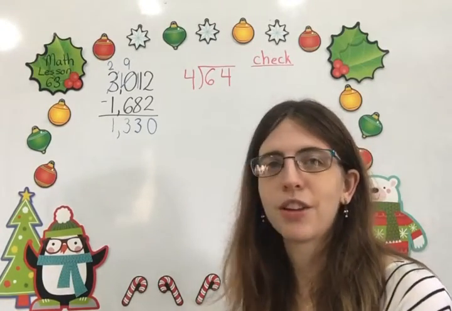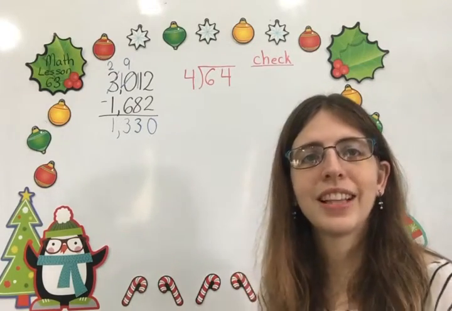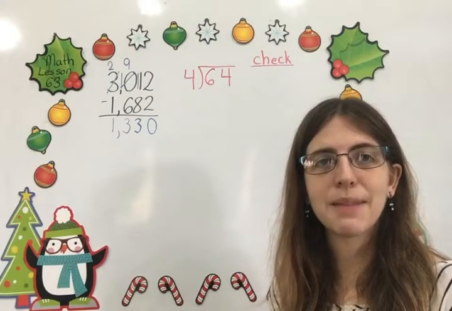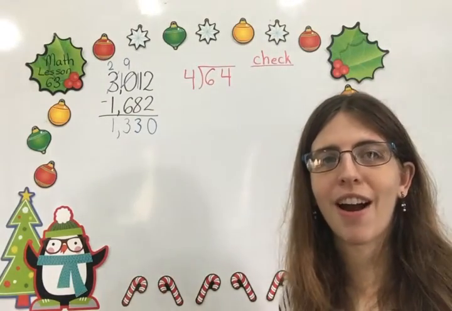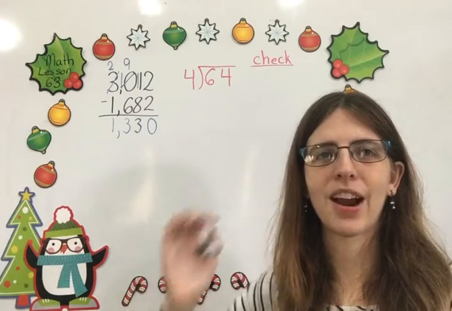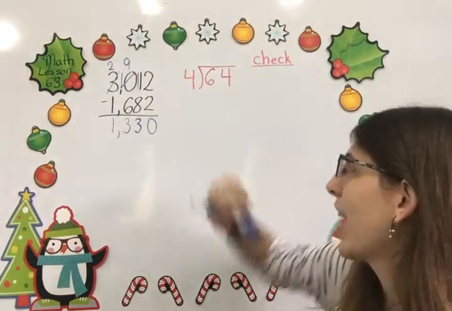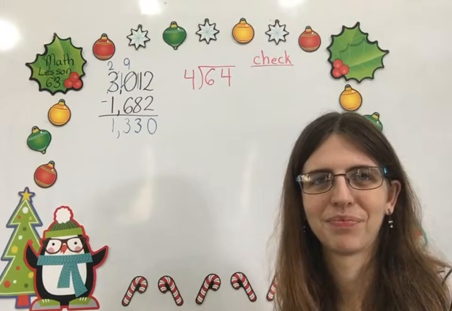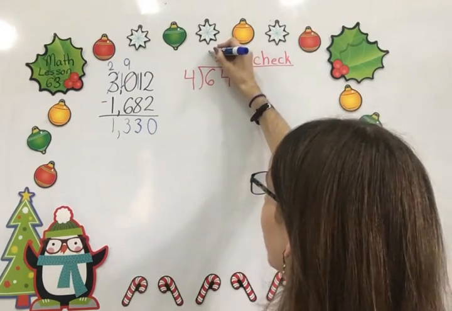Turn over to page 126. Number 4 says divide and check. So let's do letter A of number 4 together. I have 64 divided by 4. Let's start with our division steps. Remember they are divide, multiply, subtract, compare, bring down. So I'm going to start with dividing. 6 divided by 4. How many groups of 4 fit into 6? Just 1, that's right. So I put my 1 over the 6.